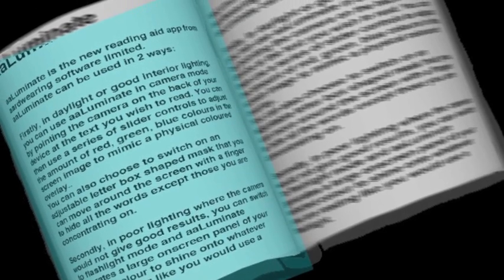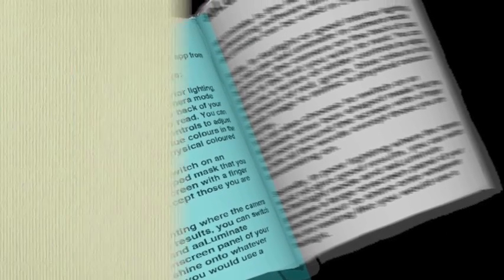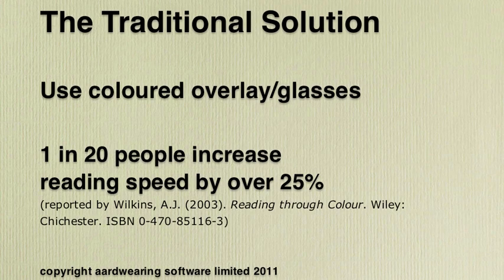Studies have shown that coloured overlays placed over the pages being read can increase reading speeds by more than 25% for about 1 in 20 people.